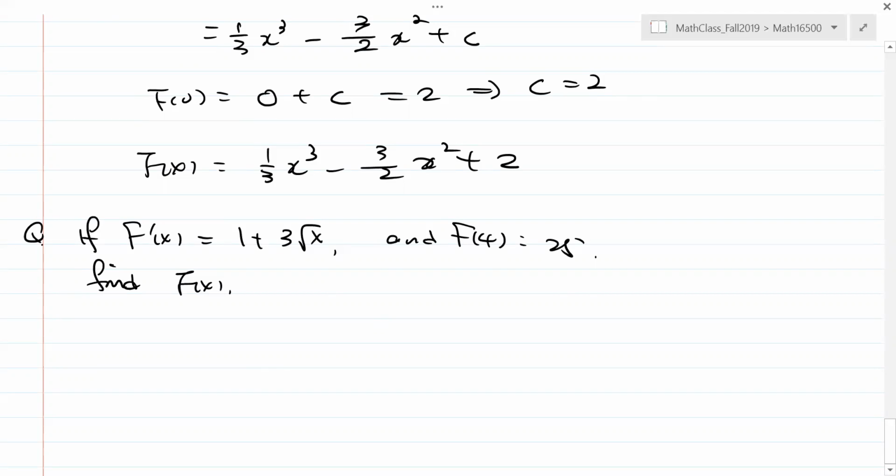Find the most general antiderivative with the constant c. Then you determine the value of c so that F of 4 is going to be 25.